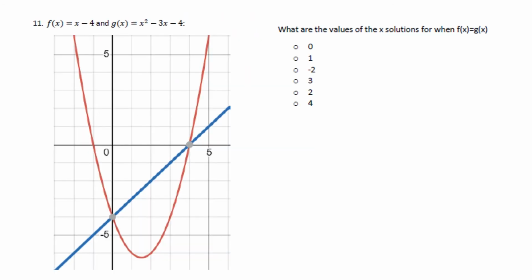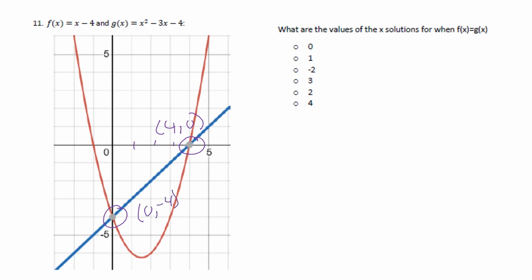Our last problem we're going to look at, it says f of x is x minus 4 and g of x is x squared minus 3x minus 4. Which are the values of the x solutions for when f of x equals g of x? So basically, the solutions are where these two graphs cross. And so that would be here and here. So our ordered pair here, this is the ordered pair, 4, 0. Let me make my comma look better. So 4, 0. And this is the ordered pair, 0, -4.